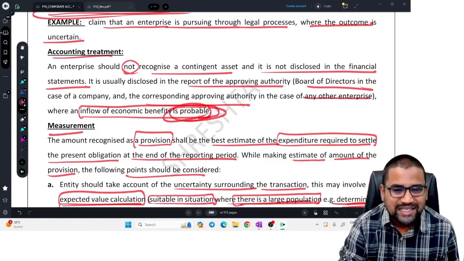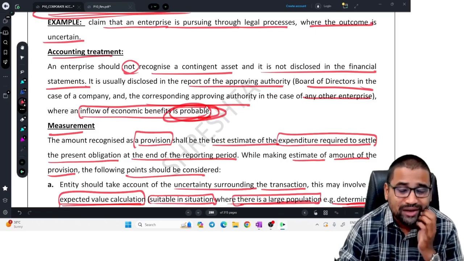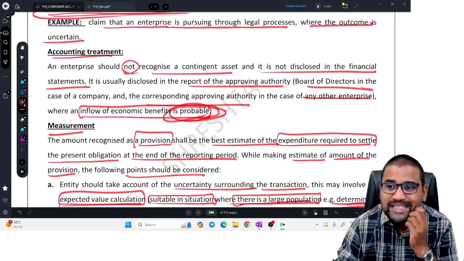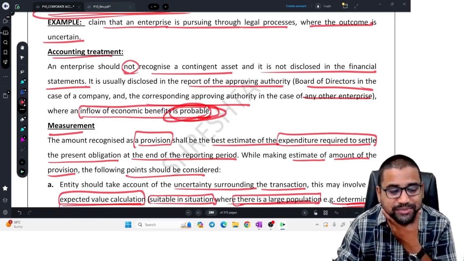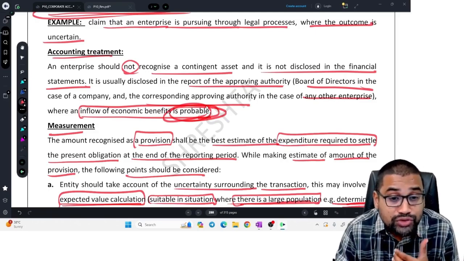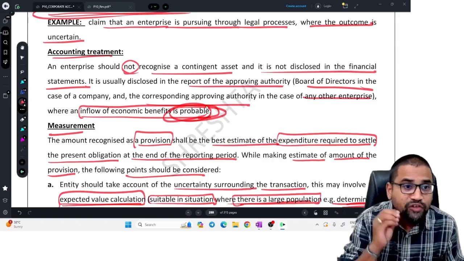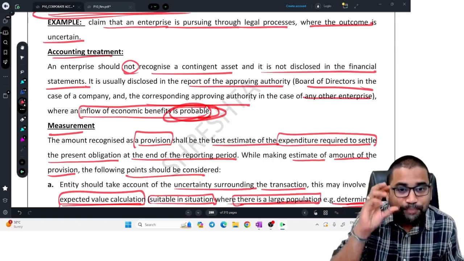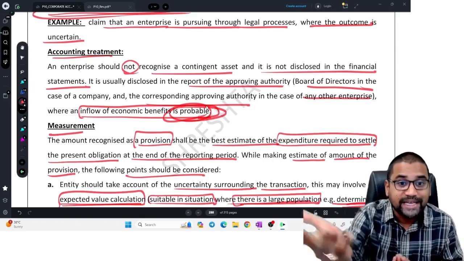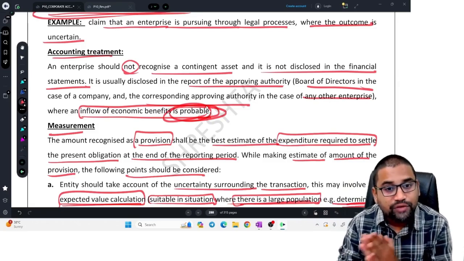Sir, what if there are very few chances? We are not going to get anything. Even though we are expecting an asset, it is a very rare chance. Management estimates a very rare chance that we are going to receive it. Then it is not even required to be disclosed in the board of directors' report. So only if the inflow of economic benefits is probable, meaning more likely, can we disclose a contingent asset in the board of directors' report.